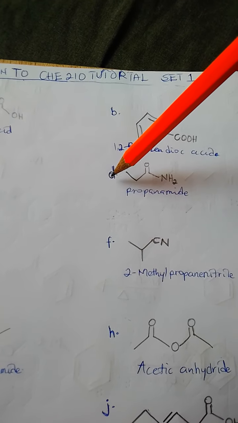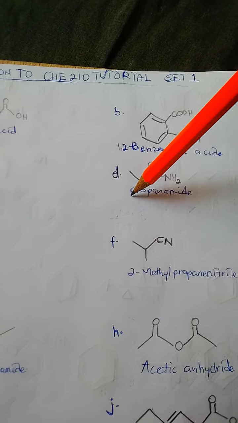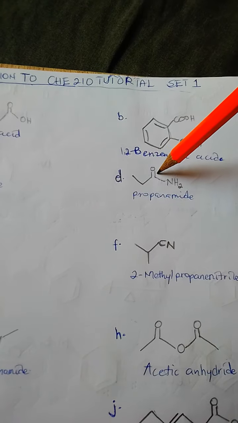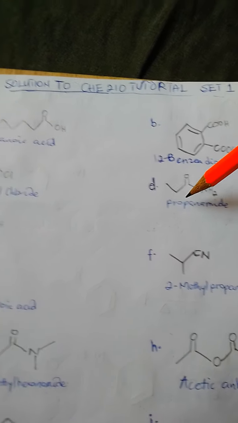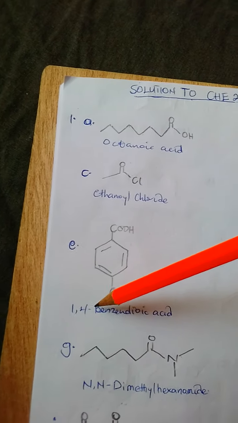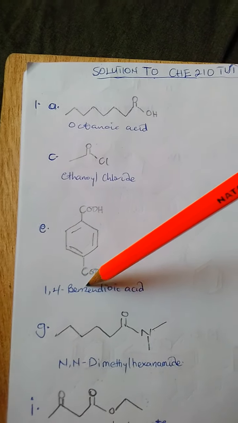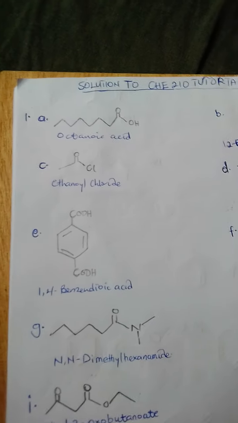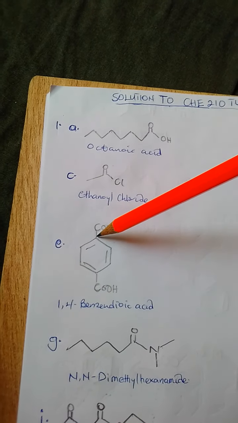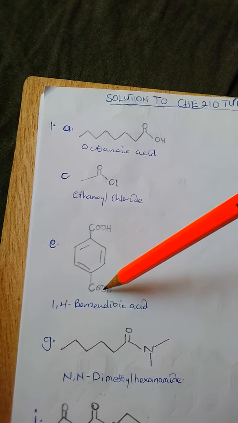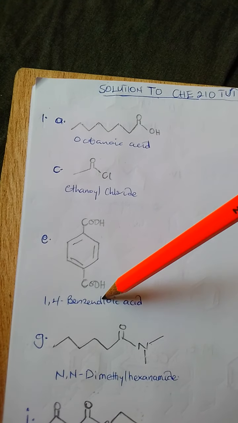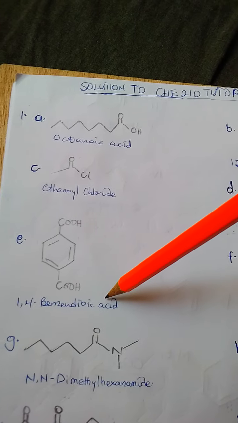You have propanamide, which is an amide. Propan means that it is 3 carbons, then amide. So propanamide, that's how it looks. We have 1,4-benzene dioic acid, just like the one we looked at earlier. So here it is 1,4. If here is 1, then 2, 3, 4. Dioic means we have 2 carboxylic acid functionalities on the same molecule.